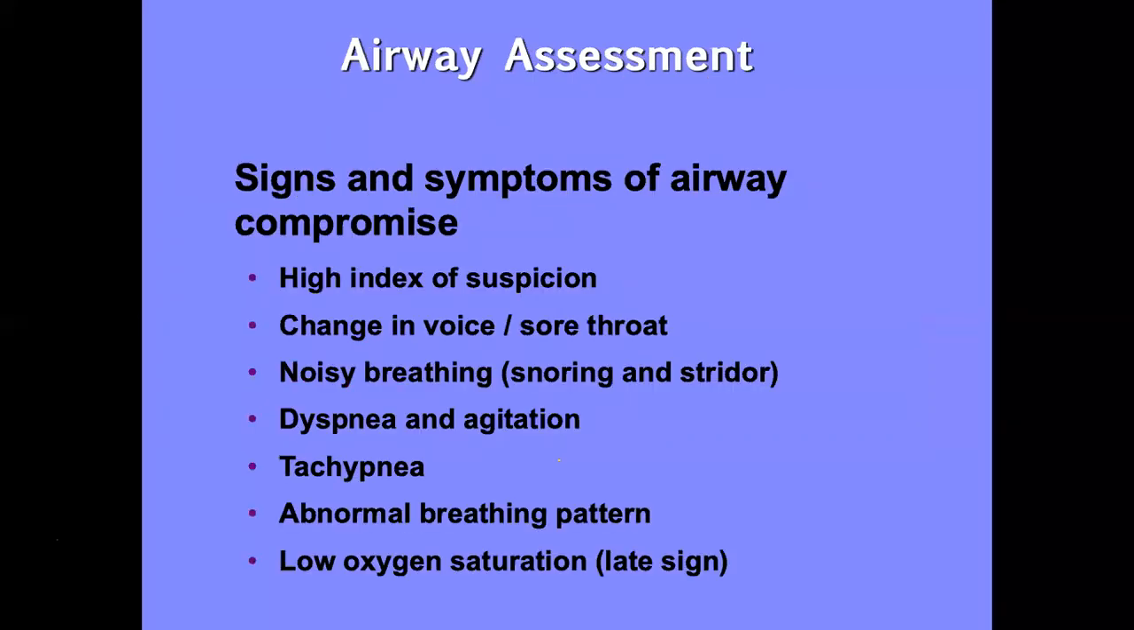Now, there are signs and symptoms of airway compromise, such as a change in voice or a sore throat, noisy breathing, dyspnea and agitation. An agitated patient should be considered to have an airway compromise until proven otherwise. You should not immediately give a sedative to these patients just because they are agitated; first try to rule out airway compromise. Similarly, you have to check for tachypnea and abnormal breathing pattern. Low oxygen saturation measured on a pulse oximeter is a late sign. This means the patient has suffered hypoxia for a very long time, and now it is evident on a pulse oximeter. So try not to see this in a late phase; try to pick up these features as early as possible.